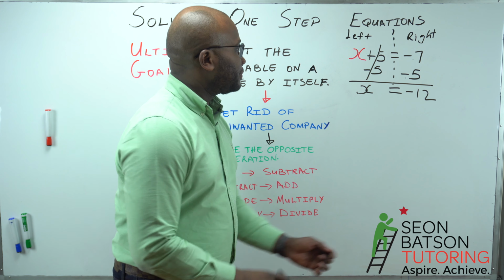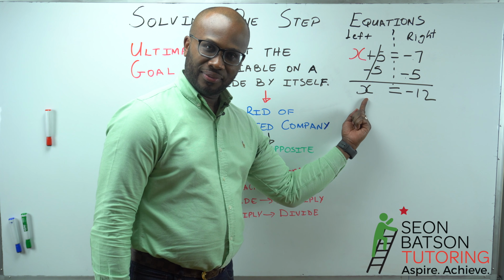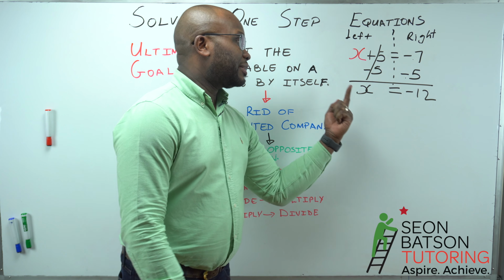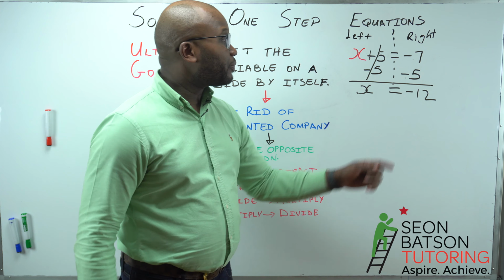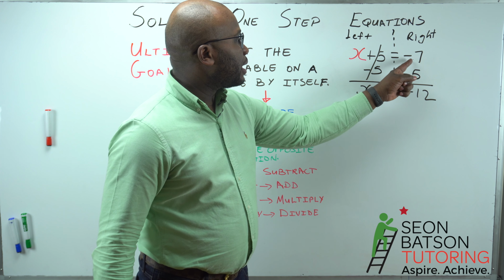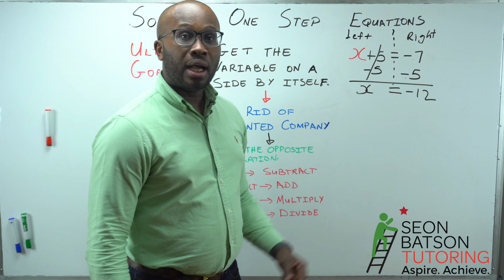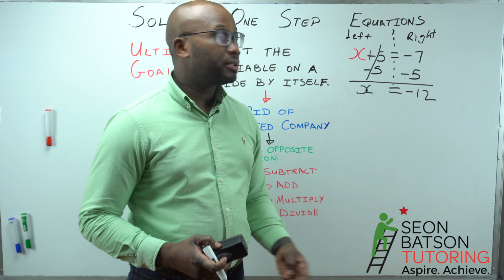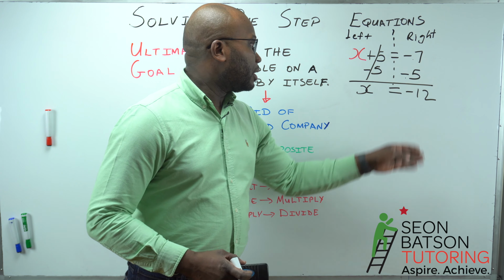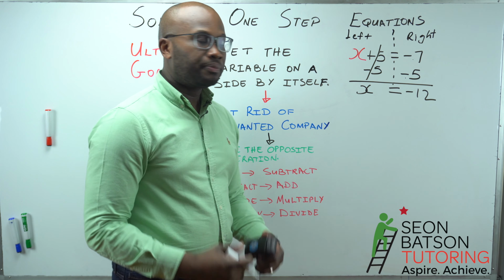Mission accomplished. Our variable is on the left side by itself. It's positive and it's by itself. So we have accomplished our goal. Now, if you need to practice adding and subtracting integers, I recommend you go check out the video adding and subtracting integers so you can grasp this skill. Yes? Okay.